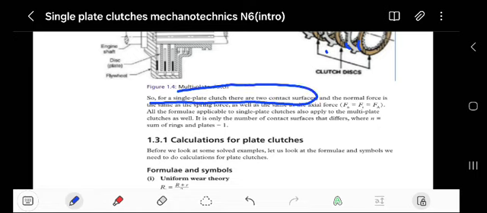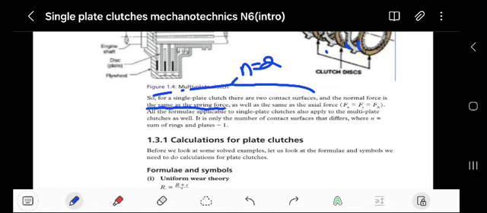As I have told you, there are two contact surfaces when you're dealing with a single plate, and the normal force is the same. The important thing here is the normal force. The normal force is the same as the spring force, as well as the axial force. Fn, the normal force, is equal to Fs, the spring force, plus Fa, the axial force.